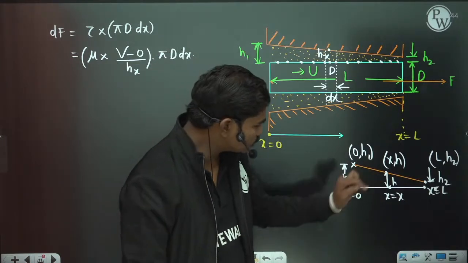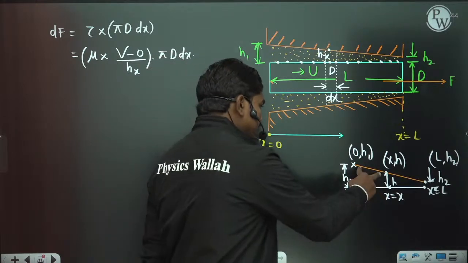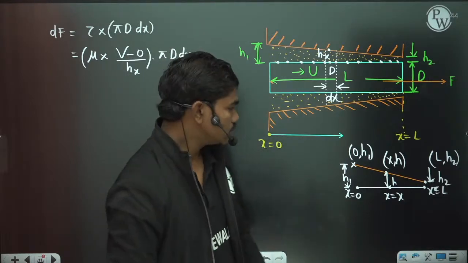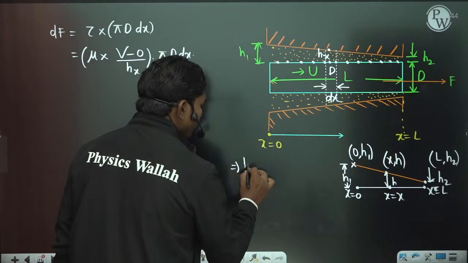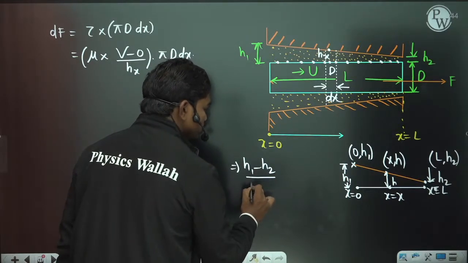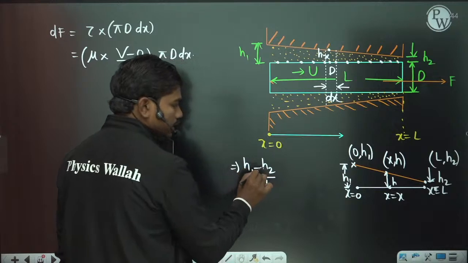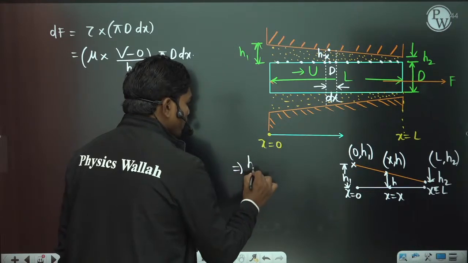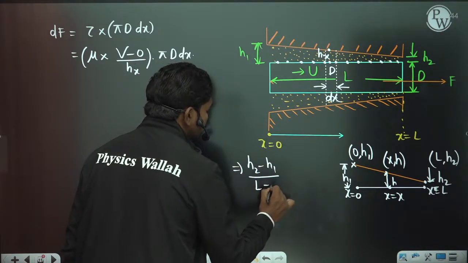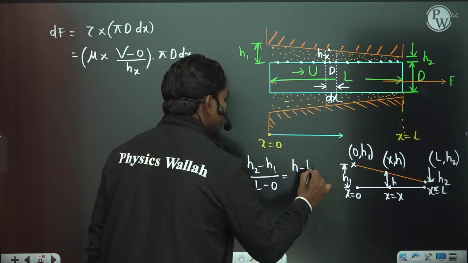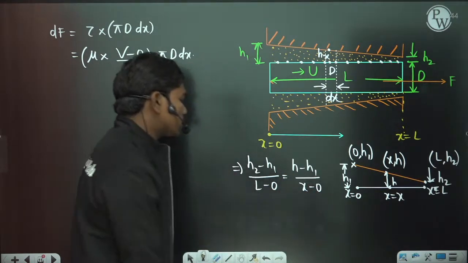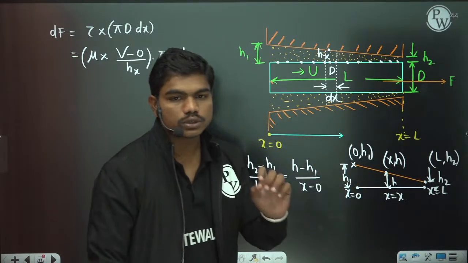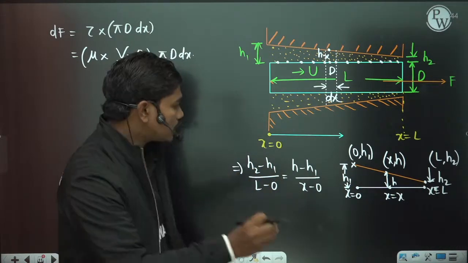Now, if I take the slope between these two points, or the slope between the initial and final points, the slope should be the same, because it's a straight line equation, correct? So from this you can write h1 minus h2 by 0 minus L, because y2 minus y1 by x2 minus x1. If you write h2 minus h1 by L minus 0, that's also fine. This is the same as h minus h1 divided by x minus 0. Because this value is nothing but the slope between these two points. The slope of a straight line is the same between any two points, so that's why these two are equal.